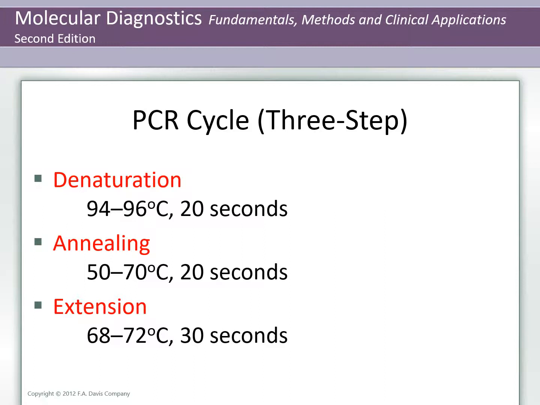The PCR cycles are a three-step process. It starts with denaturation at 94 to 96 degrees Celsius for 20 seconds. The next step or cycle is annealing at 50 to 70 degrees Celsius for 20 seconds. And the third step is the extension step at 68 to 72 degrees Celsius for 30 seconds. And we'll discuss these in a little more detail on the subsequent slides.